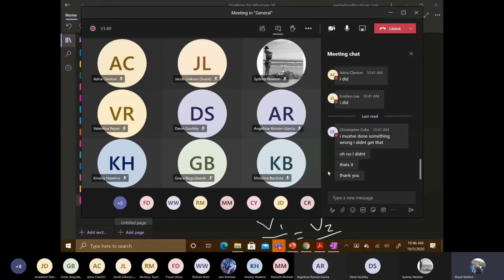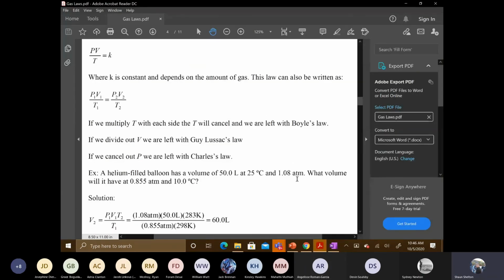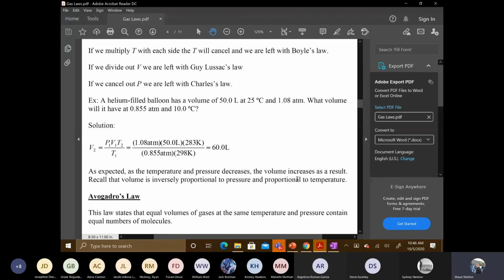So, yeah, now an example. Looking at the example here: a helium-filled balloon has a volume of 50 liters at 25 degrees Celsius and 1.08 atmospheres. What volume will it have at 0.855 atmospheres and 10 degrees Celsius?